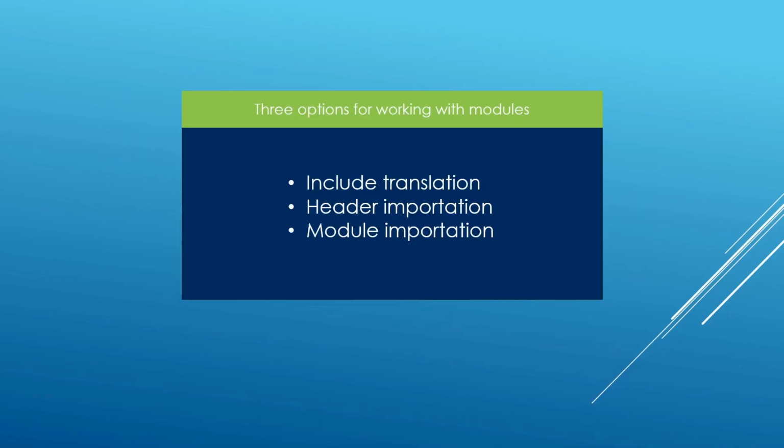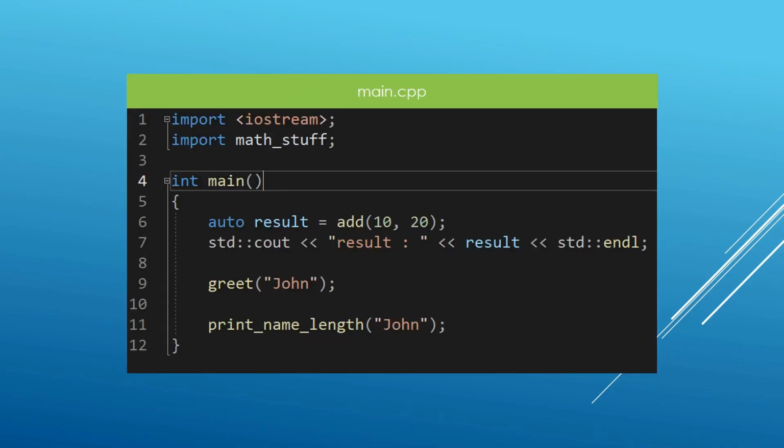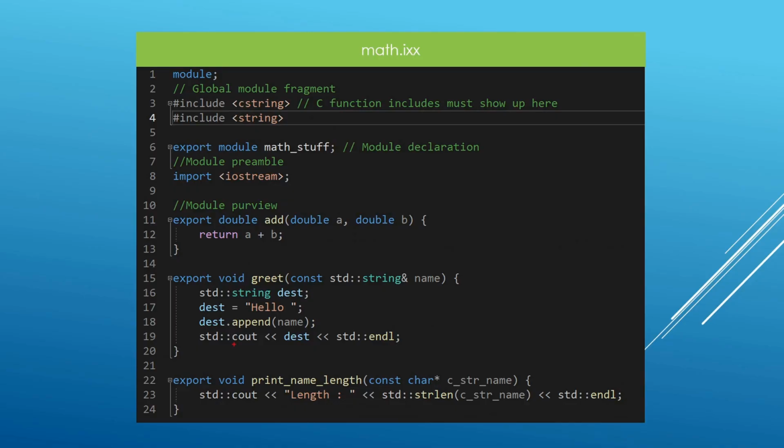Okay, now that we have a few basics out of the way, let's zoom out a bit and see different ways we have to use modules in our C++ program. The first is include translation. And include translation is what we are doing in our global module fragment here. You will include files as you would have included them in all the C++. And the C++ compilers are configured to handle this in a specific way to make it usable inside your module code, and this is called include translation.